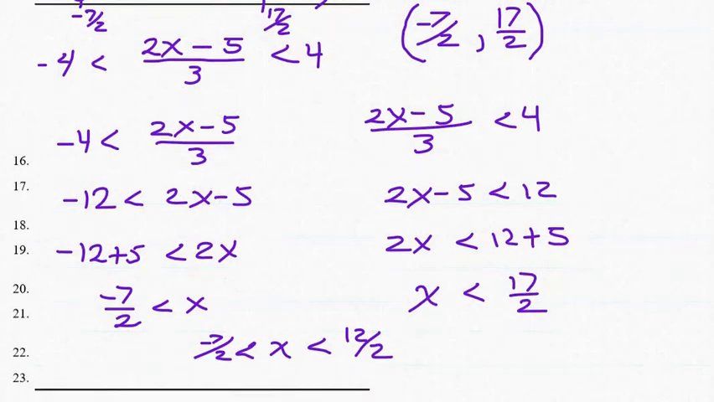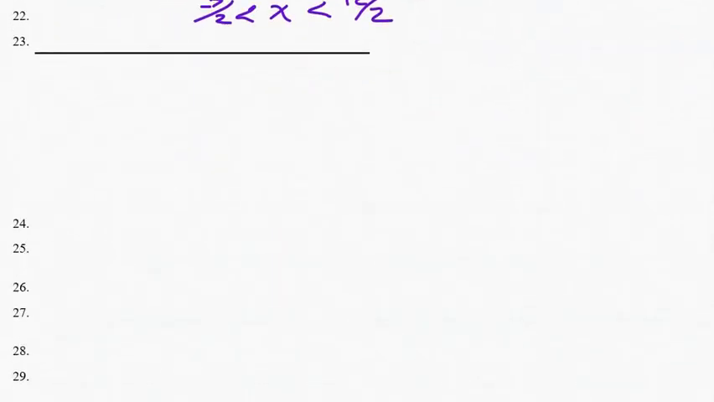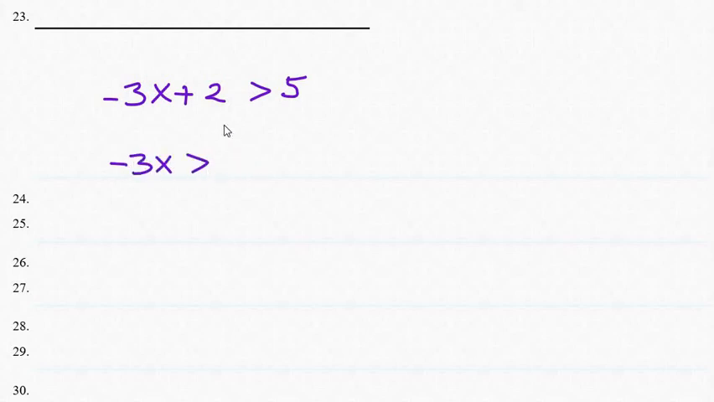Okay, I'm going to work one more example. Something that we haven't seen up to this point. If I had a negative 3x plus 2 is greater than 5. Okay, we want to find the solution set. So take the 2 over, or subtract 2 from both sides, I should say. Okay, so we have negative 3x is going to be greater than 3.